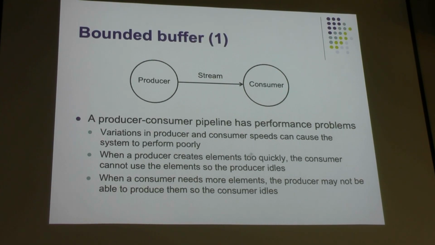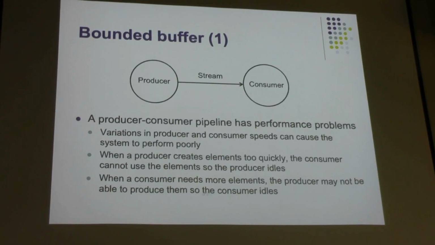So when the producer creates elements too quickly, it has to stop, because the elements are only created when the consumer is using them. So we're assuming this thing is not using any memory. So when the producer is producing elements and the consumer is not consuming them, then the producer cannot produce them, because we have to store them somewhere, and we're assuming that there's no extra memory. So the bounded buffer will be the thing that manages the extra memory. Yeah. So when the producer creates elements too quickly, the consumer cannot use them. So the producer stops and waits until the consumer is ready. Okay, that's the basic behavior.